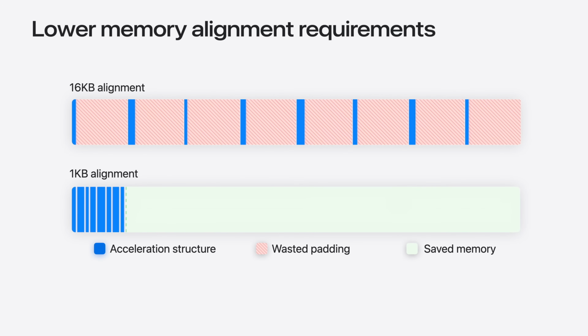Next is alignment requirements for acceleration structures. Memory alignment requirements for acceleration structures drops from 16 KB to just 1 KB. That eliminates hundreds of megabytes of padding overhead in scenes with many small objects. Previously, you'd often merge small structures by pre-transforming geometry. That still works for static scenes, but for dynamic scenes, M5 offers a better path. 1 KB alignment plus hardware-accelerated instance transforms lets you keep objects separate without sacrificing performance.